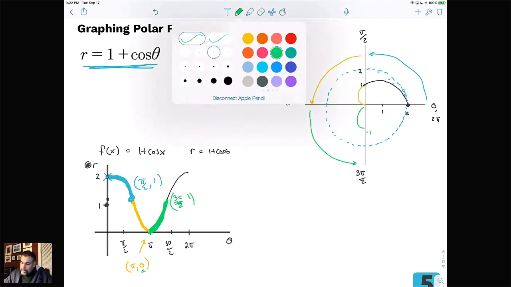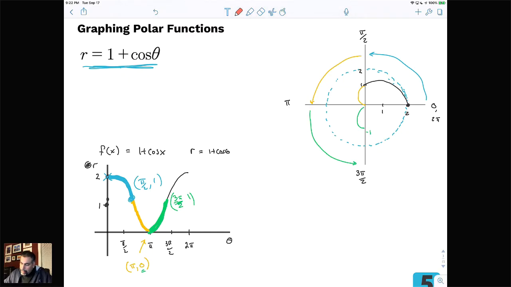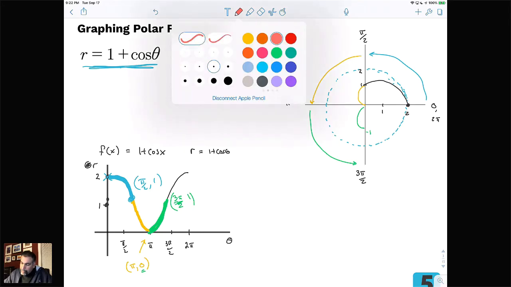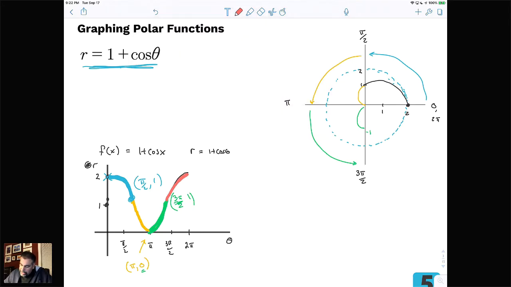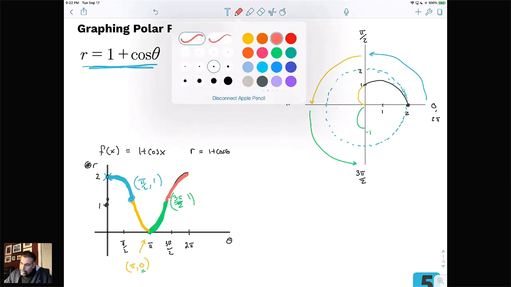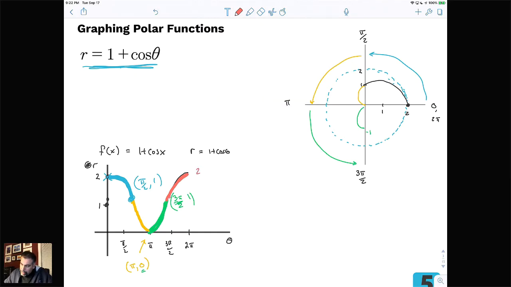So the final piece of the puzzle here, we're going to look at this thing from 3 pi over 2 to 2 pi, which is that piece. When we get to the end, that radius is now gone out to 2 pi comma 2, which means when I rotate through this last piece, I've got to start with a value of radius 1, and I'm going to end with a value of radius 2. So it's going to continue to rotate back out and complete this shape like this. So this shape right here is the shape that this particular polar function makes.